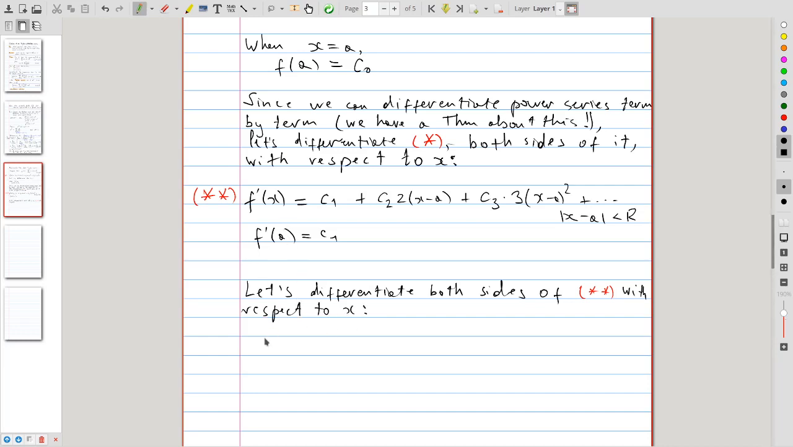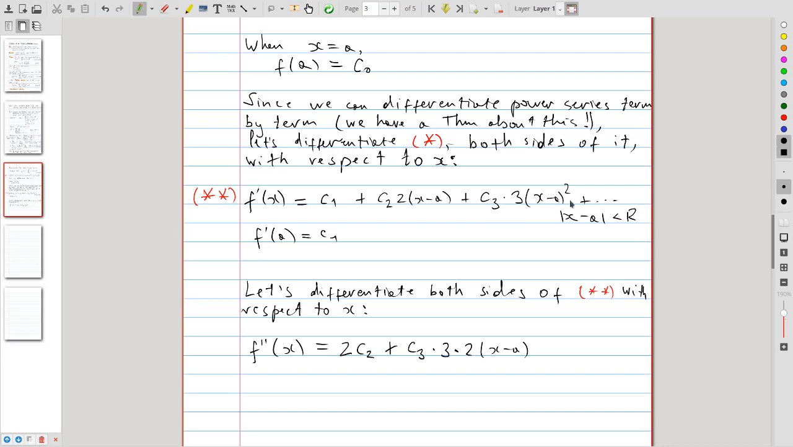So that gives us, on the left hand side, the derivative of the derivative, which is the second derivative. On the right hand side, we have a bunch of terms. The constant term will vanish. The first term that survives is now linear, so I will have 2c2, right? And then plus the derivative of this term, c3 times 3 times 2 times x minus a.